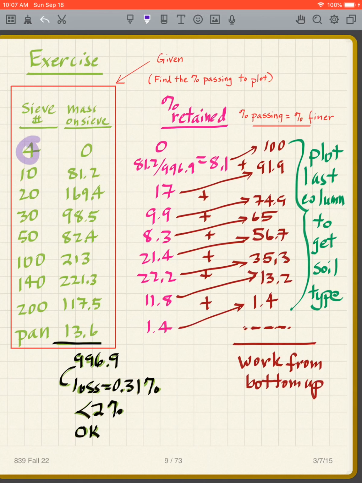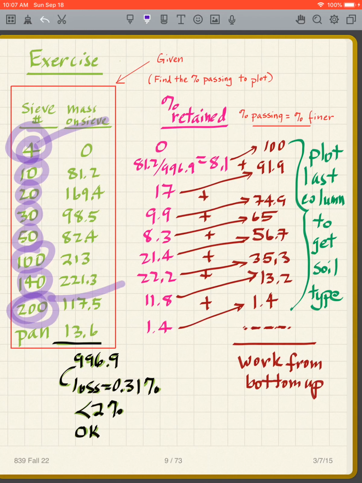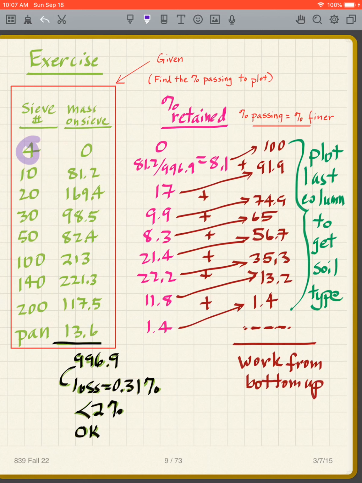So we have sieve number 4, 10, 20. As the number goes up, the holes get smaller, right? Because this is 4 holes per inch. That means each hole is approximately a quarter of an inch. This is 200 holes per inch. It means each hole is about 1/200th of an inch. So as the number goes up, the holes get smaller. This is the result of a test.